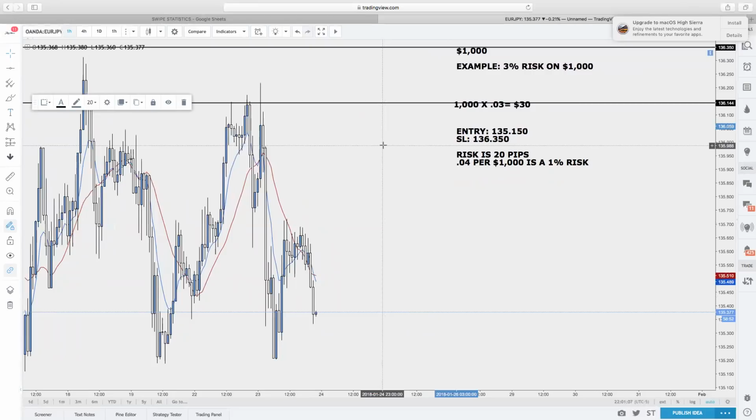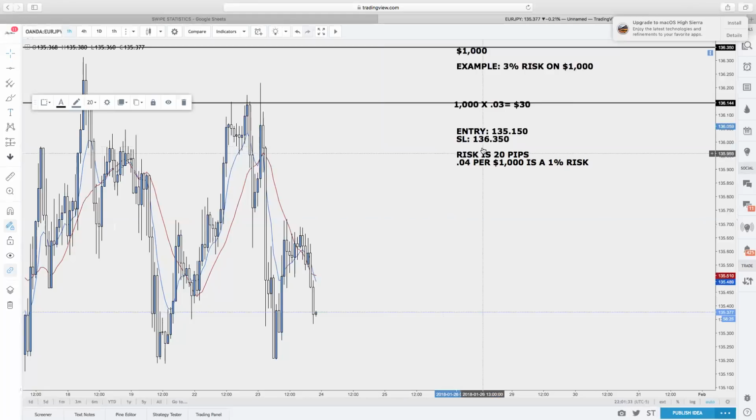That's for 1% risk. Now we told ourselves we're going to risk 3% on every trade that we do. Like I said, that's an example. It's up to you what you want to risk. This isn't me telling you you have to do 3% on every trade. This is just an example. So let's say we have $30 to risk with a 20 pip stop loss.